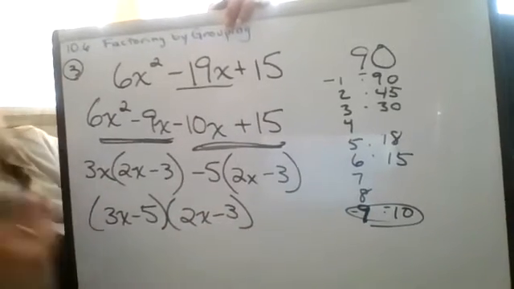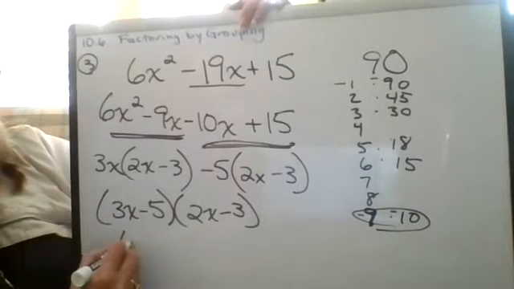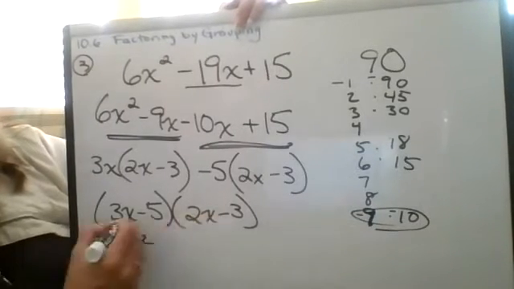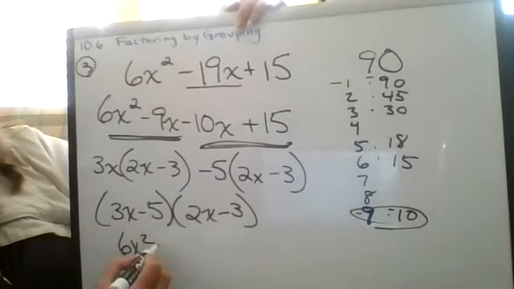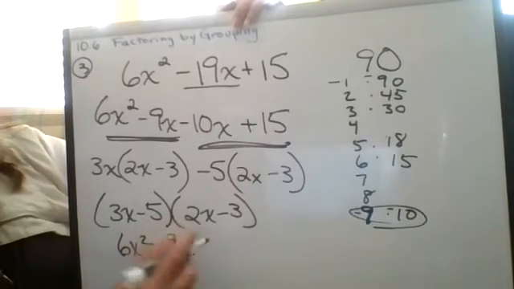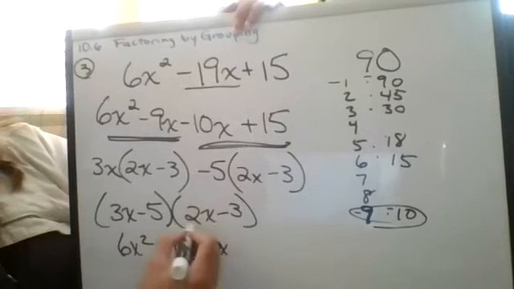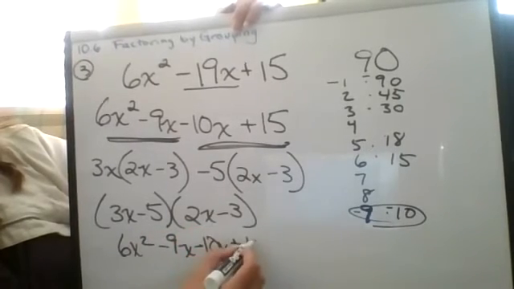How do we check to make sure our work is correct? We FOIL. So 3x times 2x is what? 6x squared. I've got my outers, which is -3 times +3x, which is -9x. I've got my inners, which is what? 10x. And I've got my last, which is +15.